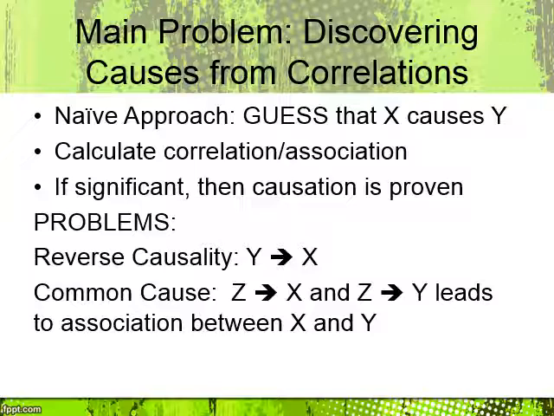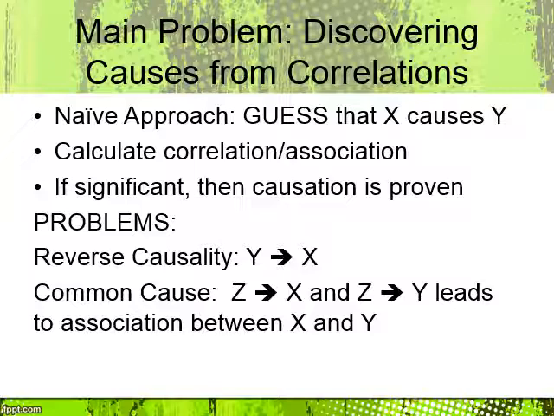The methodology currently in use is to say that we guess that X causes Y, check association, and then if we see that there is a strong correlation between X and Y, we assume that X causes Y. This is a very, very defective and faulty methodology. There are many possible problems.